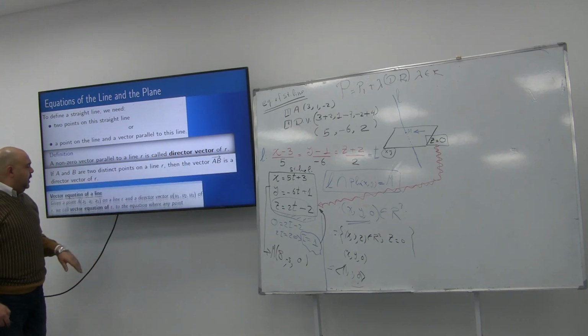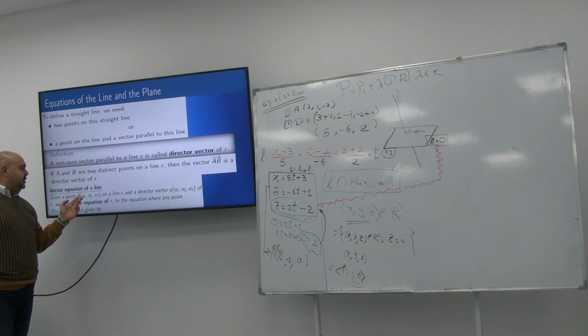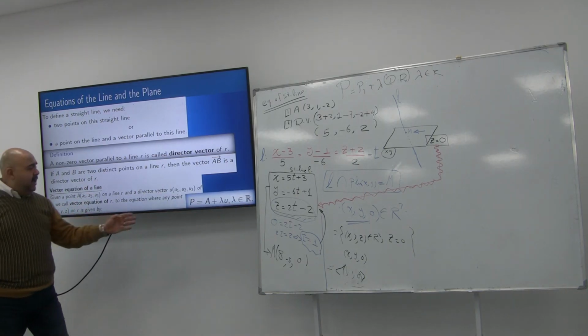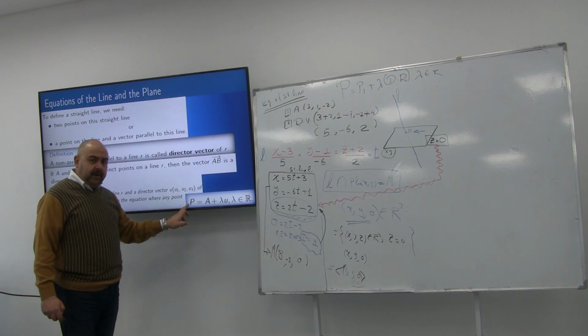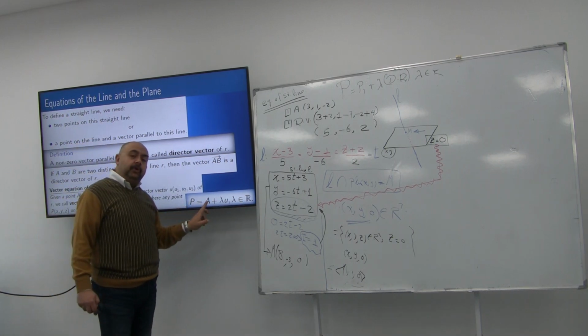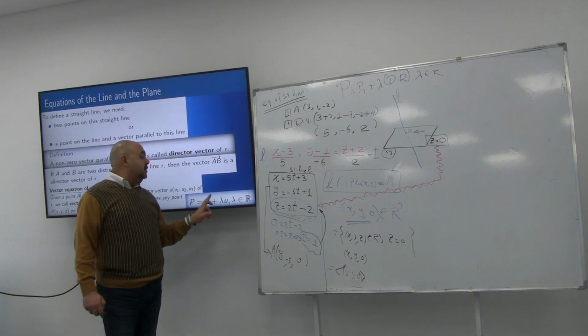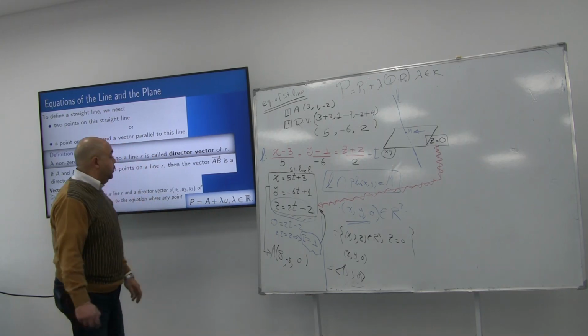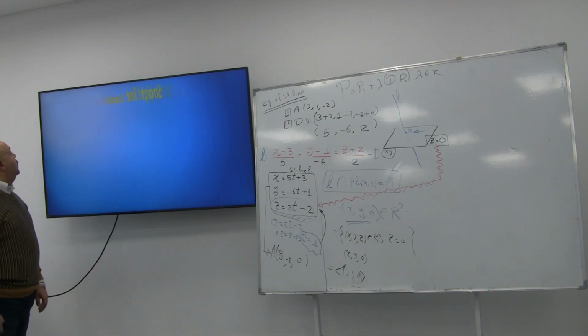So I have a point and a direction vector. If the point is A1, A2, A3, and the vector of this equation is given to you, then simply I can write P, which is x, y, z, equal to the point that belongs to this straight line, plus some constant times mu. And this is the parametric equation that I told you about.